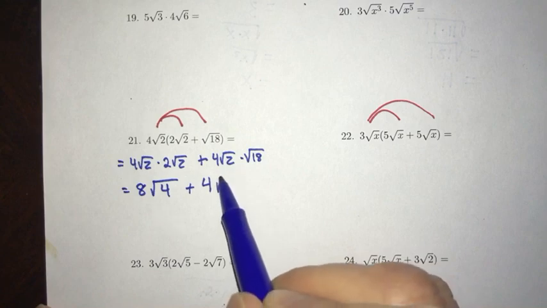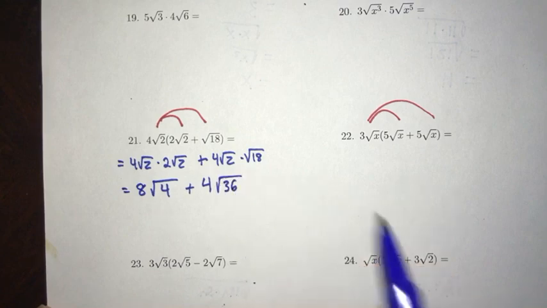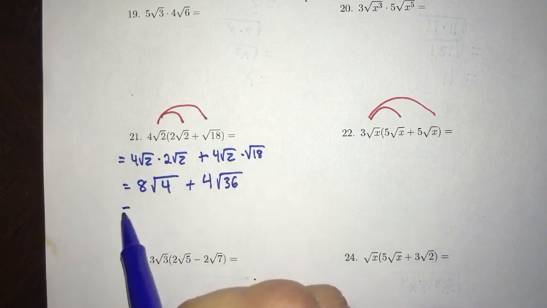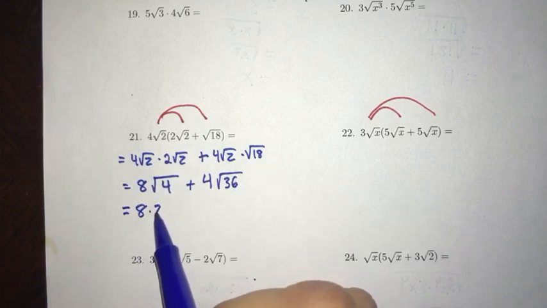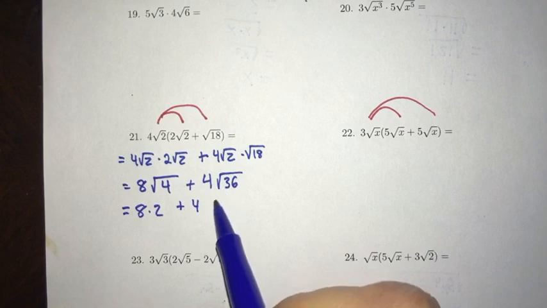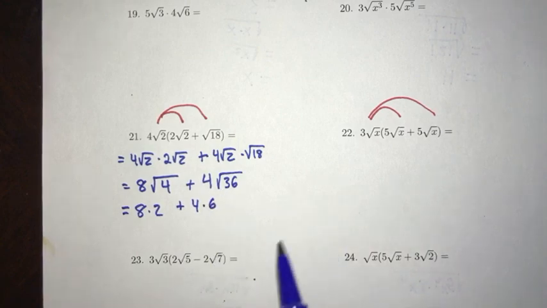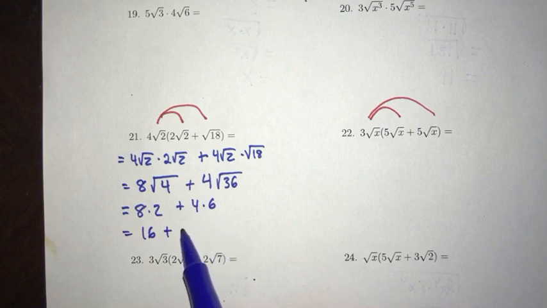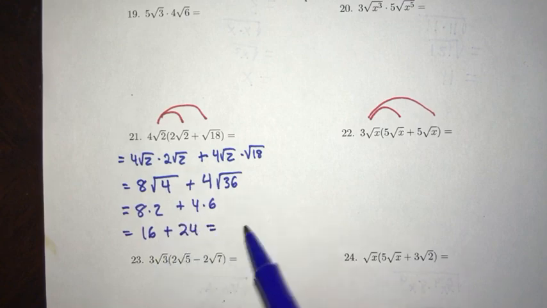2 times 18, though, inside the roots, 2 times 18 is 36. And hey, I know what these square roots are. This one is 2, and the square root of 36 is 6. What do we have? 8 times 2 is 16. 4 times 6 is 24. 16 plus 24 is 40.